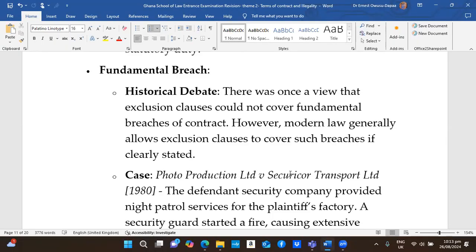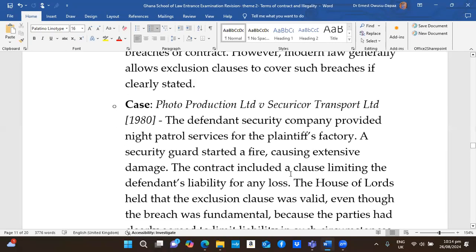And initially, there was this concern as to whether exclusion clauses could cover fundamental breaches of contract. When we say fundamental breaches of contract, we mean where there has been a breach of, let's say, a condition. When there's a condition, that is fundamental breach in the sense that it's a repudiatory breach. It entitles the innocent party to terminate the contract. So there was this debate as to whether an exclusion clause could actually cover it or could not cover it.